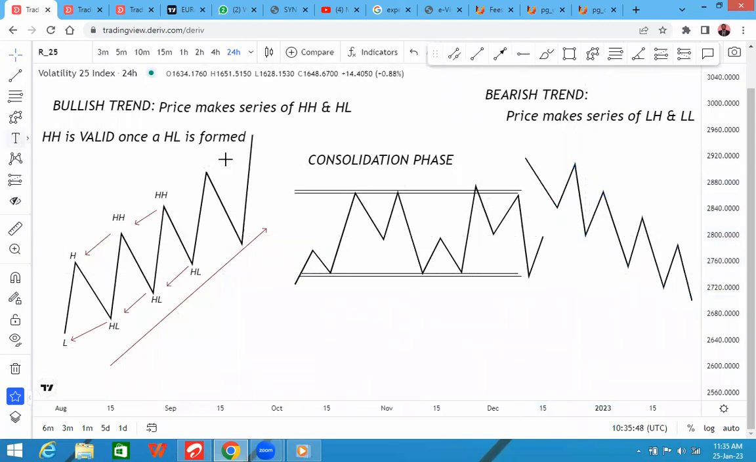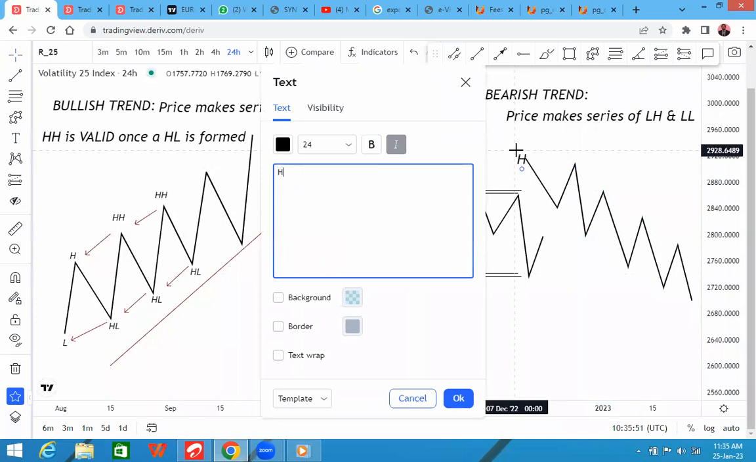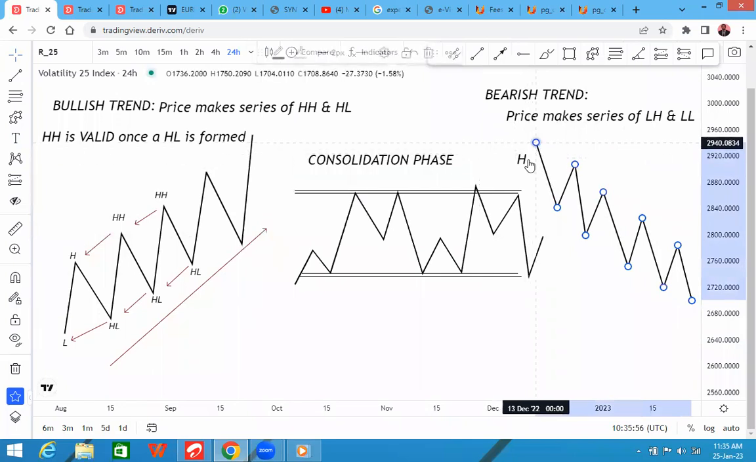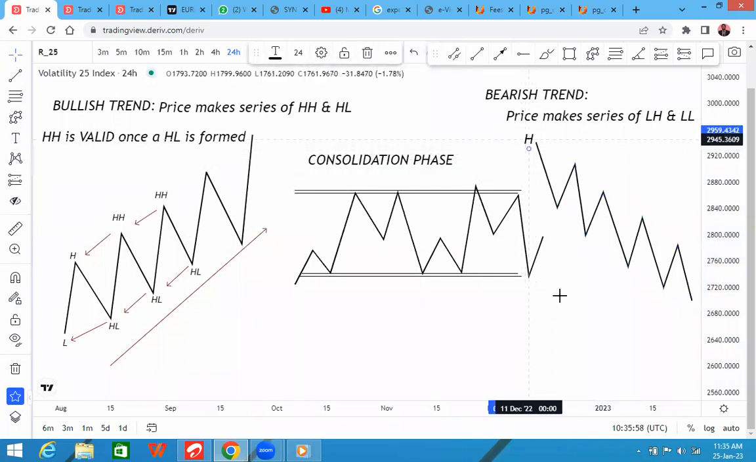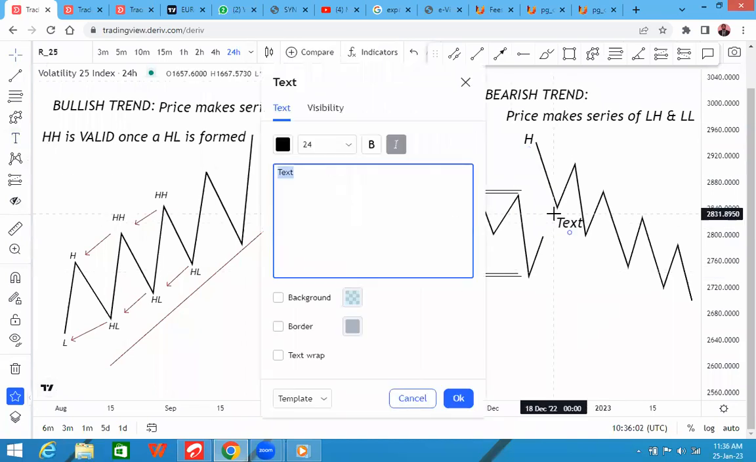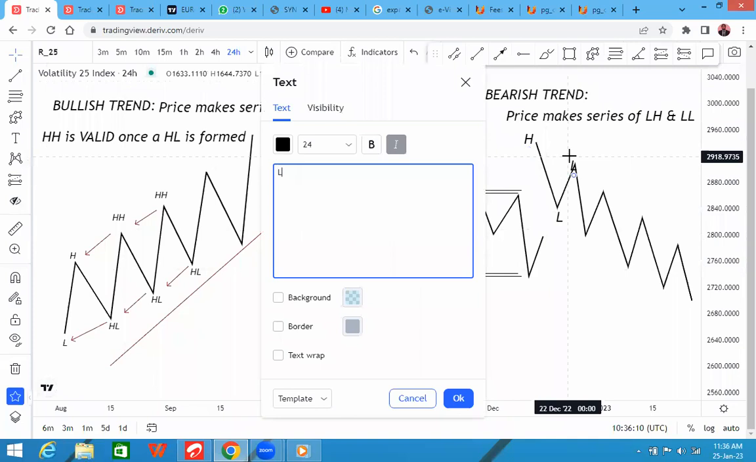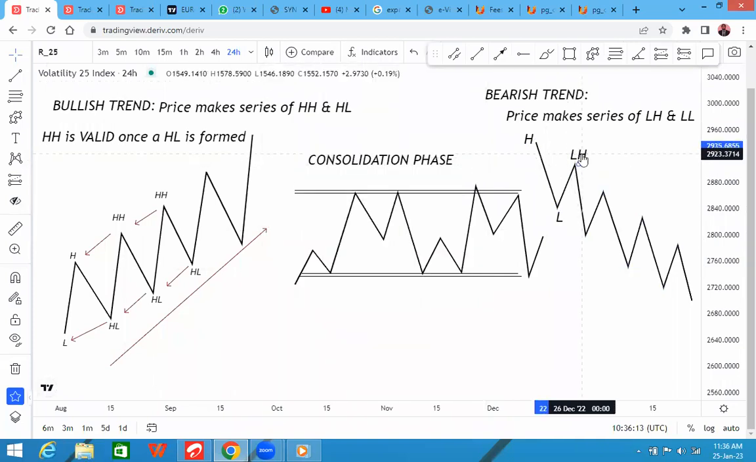So first price gives us a high. I will identify this as my high. The next thing price does is give us a low. Then price comes and gives us a lower high. It's a lower high because although it is a high, it's lower than this high. It is high when compared to this low, but it's lower than this high. So this is a lower high.